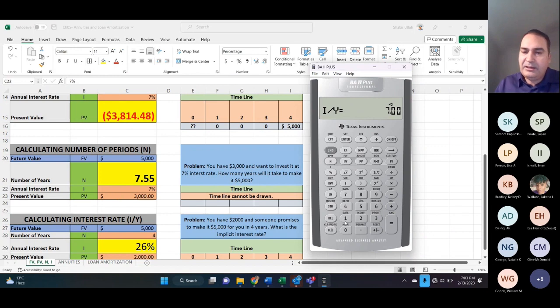Okay. And then PV, present value, which is 3,000. So 3,000, and that is present value. This is positive. I have already given the future value as negative, so one of them has to be positive. And what I need to compute is n. So I click the compute button and then click the N button on my calculator and it gives me 7.55, which is the same answer as I got in my Excel. Sounds good? Any question?